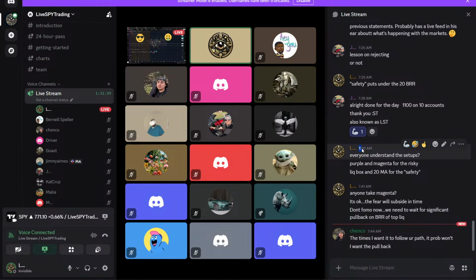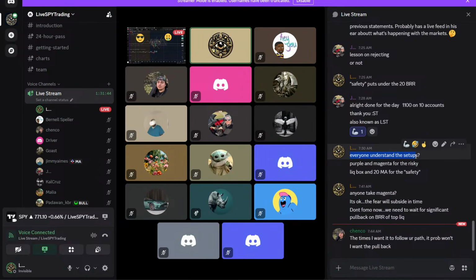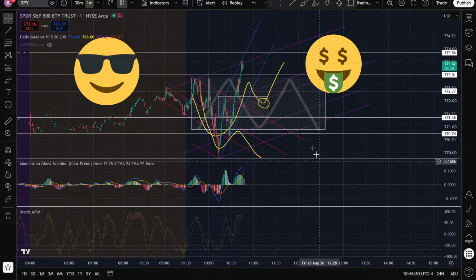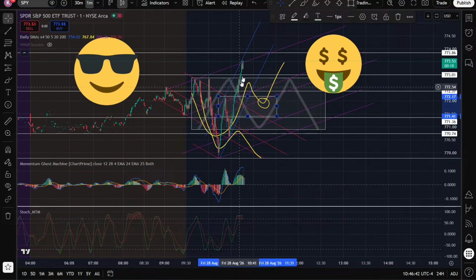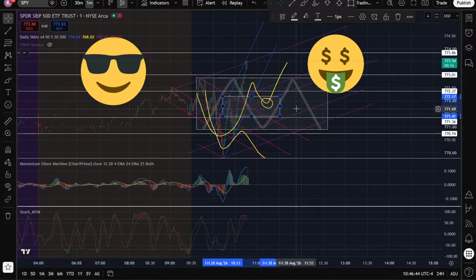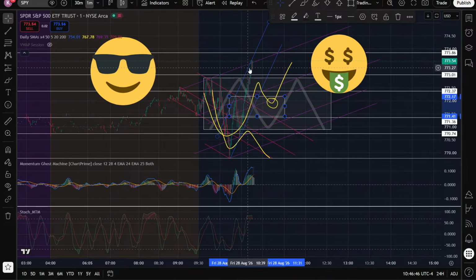This is Pacific Standard Time, by the way. Does everyone understand the setups? Purple and magenta. Magenta for the call scenario if you're risky. If not, wait for the top of the lick box. Let's see what this means. Here's the magenta for the risky. If not, top of the lick box. Or you could use this liquidity right here. This lick box right here, super lick. If not, top of the lick box, right? So I gave the entries.